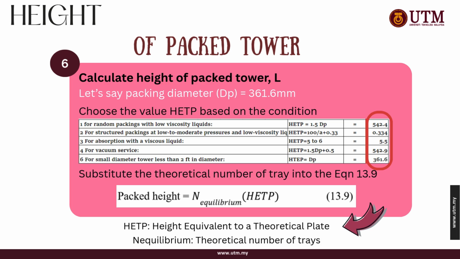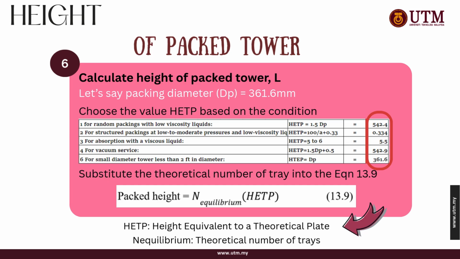This value depends on the packing type and process conditions. And this table helps us to choose the appropriate HETP value based on different conditions. So for example, for random packings with low viscosity liquids, the HETP is taken as 1.5 times the packing diameter, which is dp, where the calculated HETP value would be 542.4.